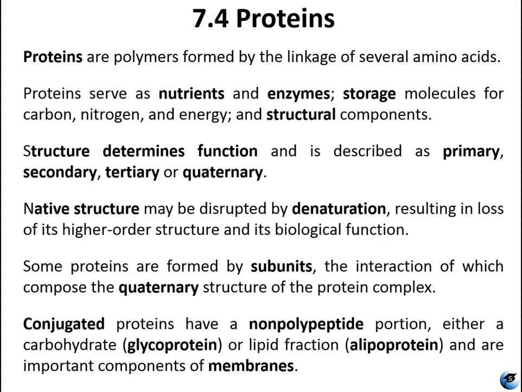Proteins are nutrients, they are enzymes, they are storage molecules for carbon, nitrogen, and energy, and they give structure to cells. So proteins are very important. Structure, remember this, structure determines function in proteins. And there are 4 classifications of protein structures, which are primary, secondary, tertiary, and quaternary. The native structure of a protein can be disrupted by denaturation, and this makes the protein lose its structure and function, right? Because structure determines function. So if it loses its structure, it also loses its function.